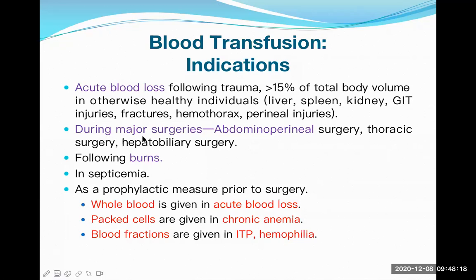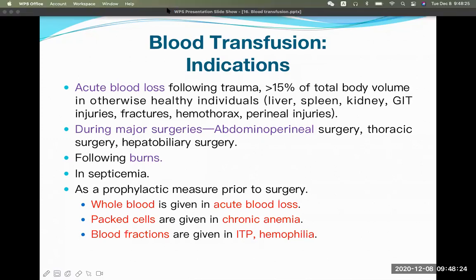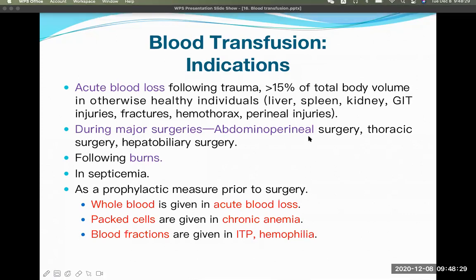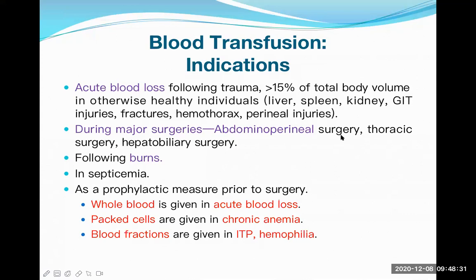Another indication is during major surgery like abdominoperineal surgery, thoracic surgery, and hepatobiliary surgery, we need blood. Blood transfusion is necessary because these are major surgeries, there is a high chance of blood loss during surgery. So we need to replace it.